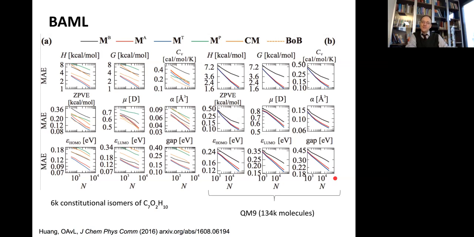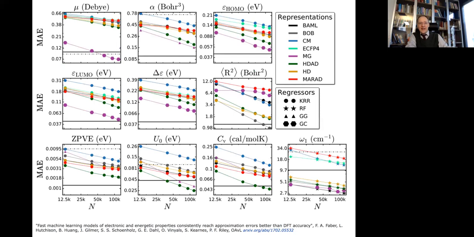All right, let me skip ahead here and tell you about a paper which then appeared later on in 2017 with collaborators from Google who also wanted to throw in some neural networks. And so we looked at various machine learning models. These are different representations, and these are regressors which contain neural nets. This GG and GC are neural nets. And the stars are random forests and this kernel-ridge regression. And for the kernel-ridge regression, we tested various representations.